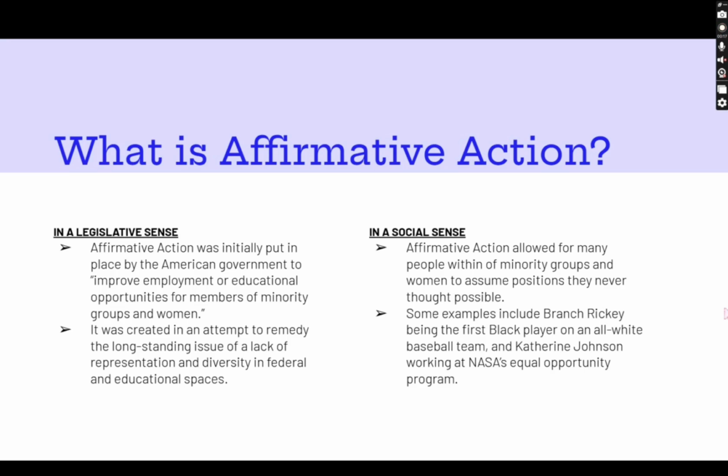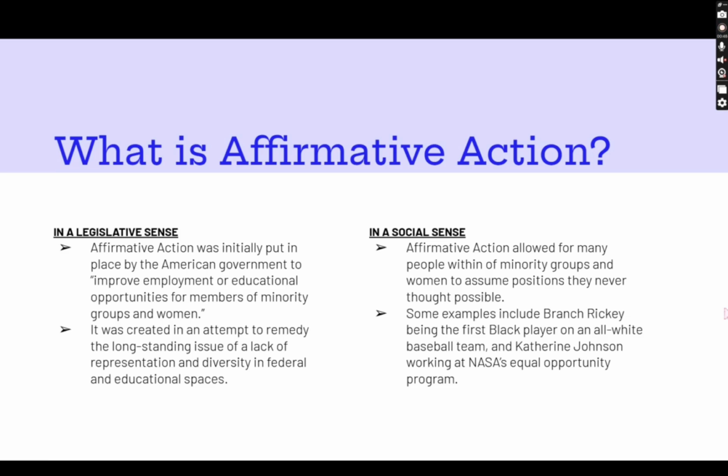In a legislative sense, it was initially put in place to, quote unquote, improve employment or educational opportunities for members of minority groups and women, as described by Britannica.com. It was initially drafted and signed during the height of the civil rights movements in America in an effort to push for better representation and equal opportunity across the nation. This systemic issue was especially prominent in federal and educational spaces, such as colleges and universities.